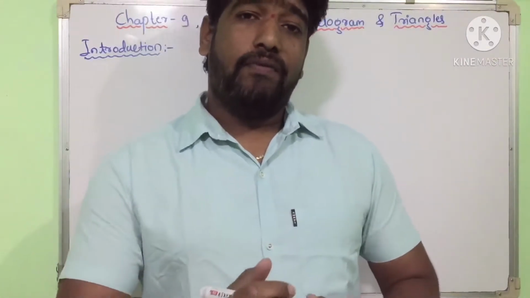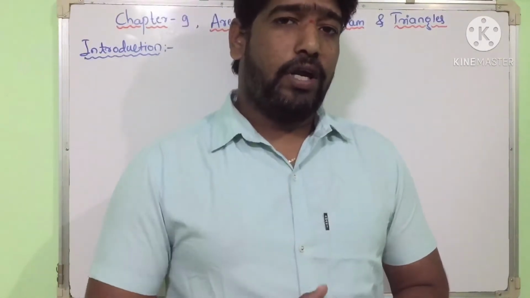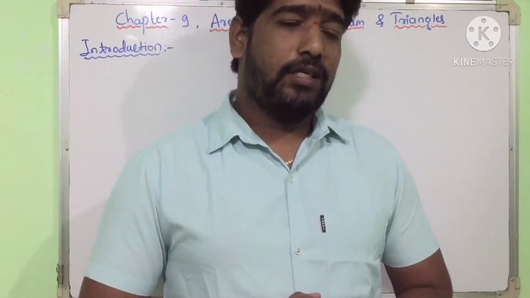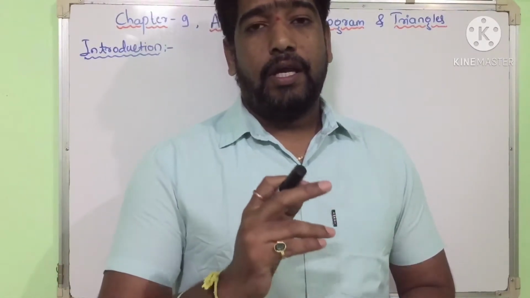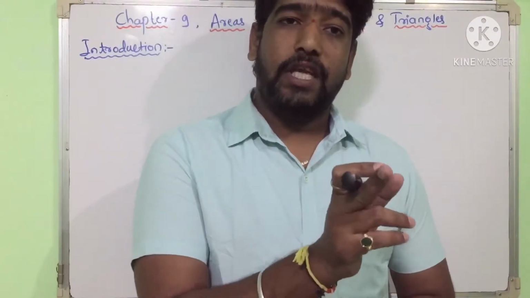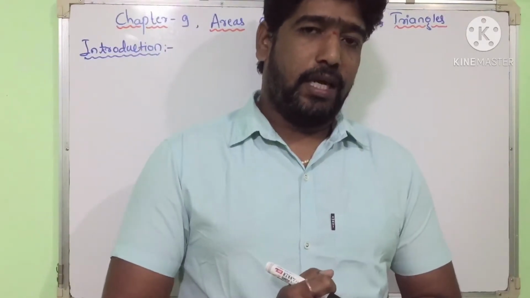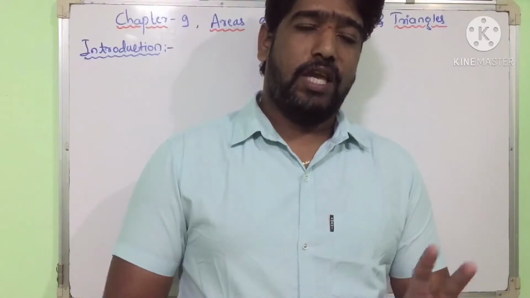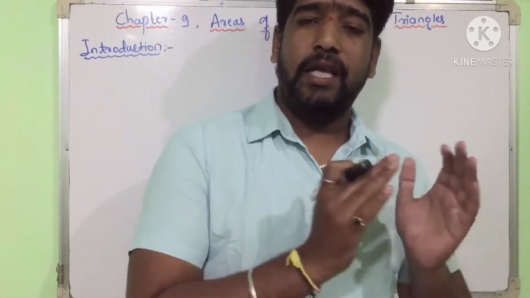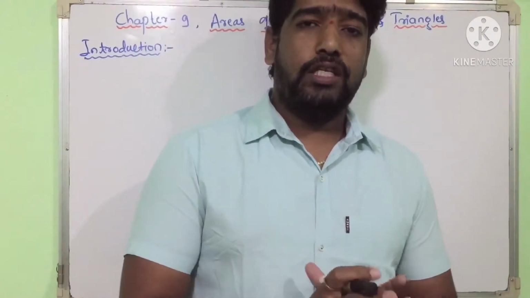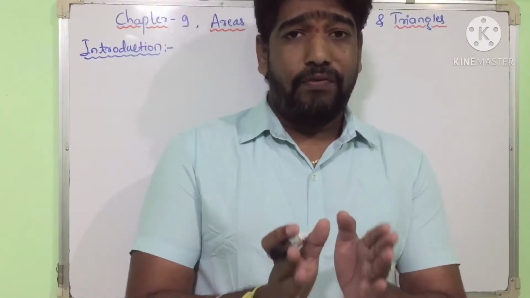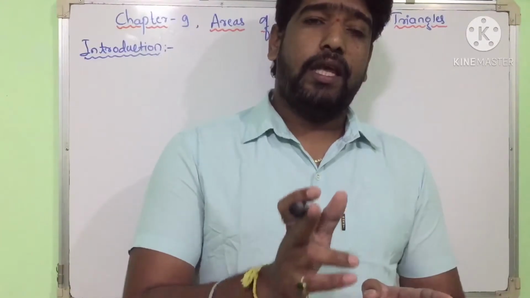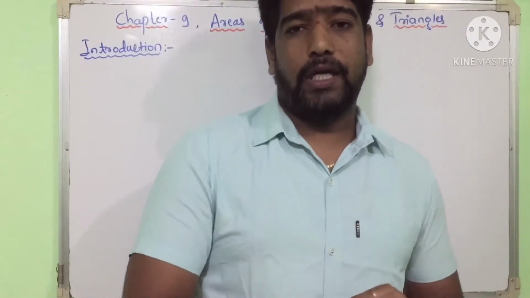So we are familiar with congruent figures. So what are congruent figures? Two figures are said to be congruent if they have the same shape and the same size, right? Two figures having the same shape and the same size means they are congruent. So in this chapter, if two figures are congruent, then their areas must be equal.